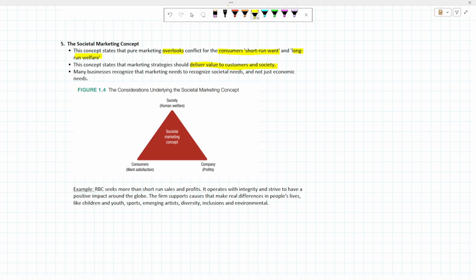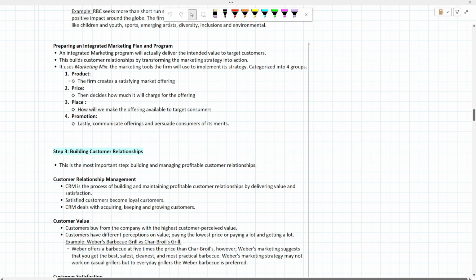inclusion, and environmental. Preparing an integrated marketing plan and program. An integrated marketing program would actually deliver the intended value to target customers. This builds customer relationships by transforming the marketing strategy into action. It uses the marketing mix, the marketing tools that the firm will use to implement its strategies. These are categorized into four groups.